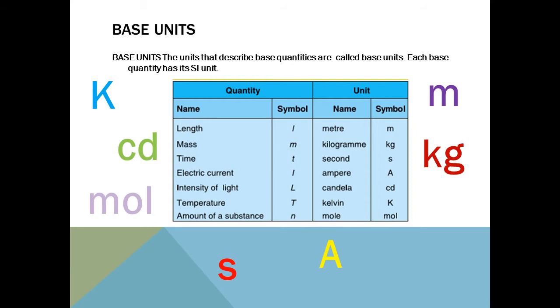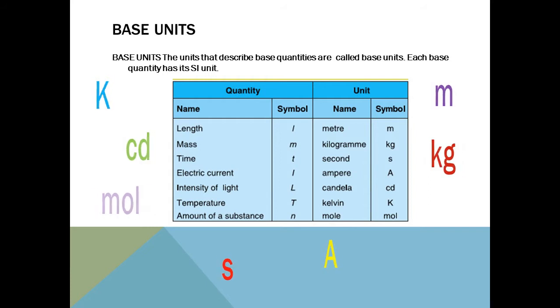In the third row you can see length is a base quantity and its unit is meter, which is represented by small m. Mass is another base quantity and its unit is kilogram. Time is the third base quantity and its unit is second, which is represented by small s. Electric current has the unit of ampere. Intensity of light has the unit of candela. Temperature is represented by capital T and its unit is Kelvin, which is represented by capital K. Amount of substance has the unit of mole. These all are base quantities and base units.